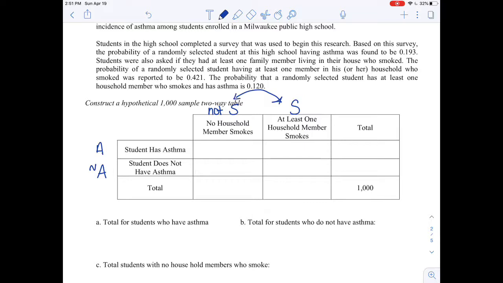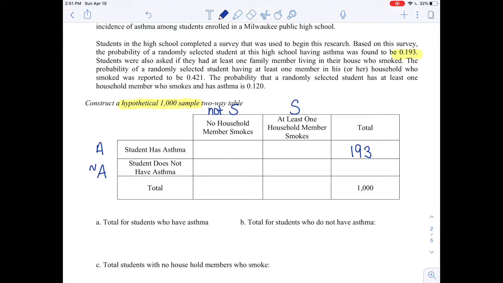I would even go so far as to say we probably should reverse these two. So usually you would have S down the left column and not S. It's not going to really change anything, but that's normally how you would start setting things up. Why is this called a hypothetical 1,000 sample two-way table? You didn't survey 1,000 people. You only have probabilities that are given to you. So out of, let's say, a hypothetical 1,000 people, if the chance of having asthma was 0.193, that means 193 of these 1,000 people have asthma. That's what that is for.